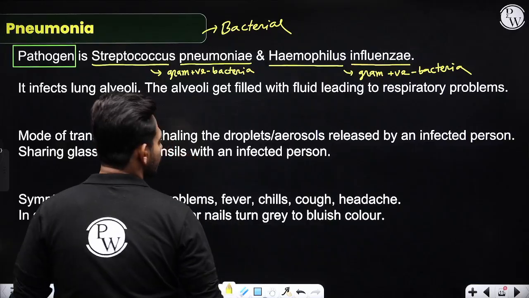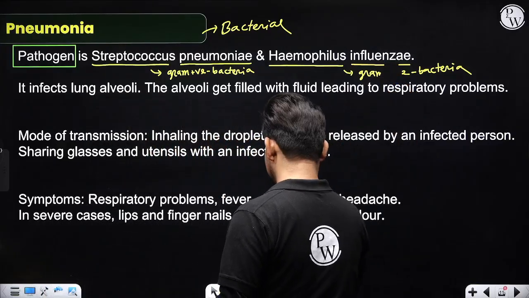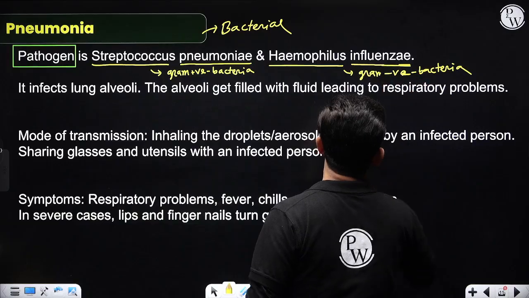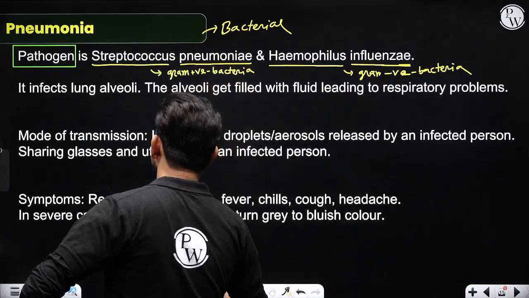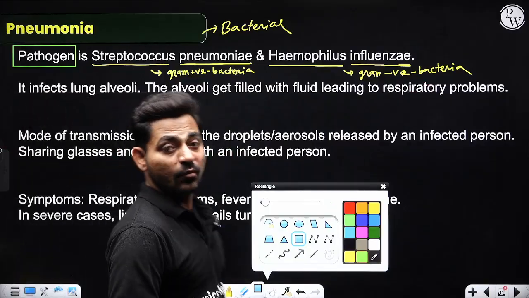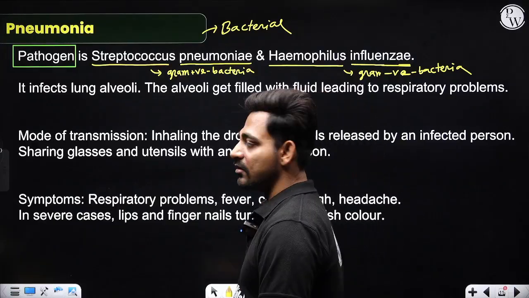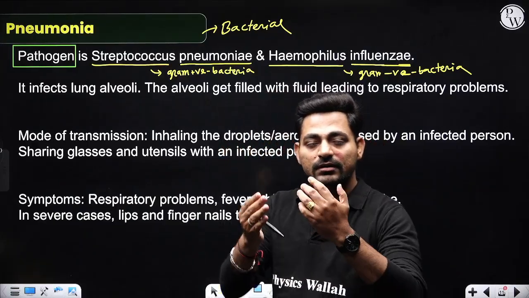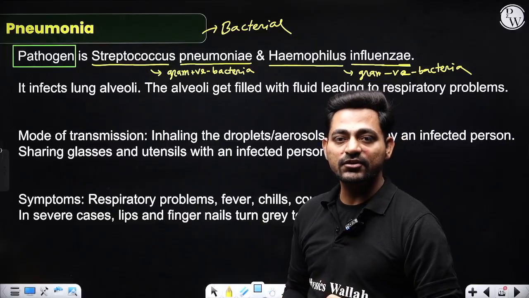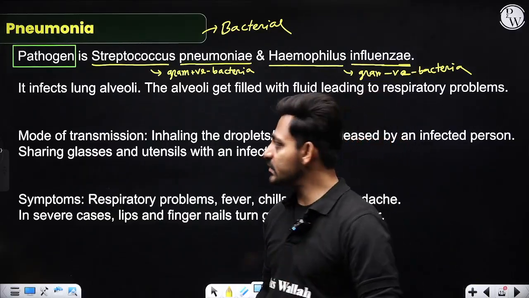Streptococcus is a gram positive bacteria, and Haemophilus is a gram negative bacteria. Now, the mode of infection, not mode of transmission. If you are getting these bacteria, Streptococcus or Haemophilus, inside your respiratory passage, they will enter into your body through the respiratory passage.